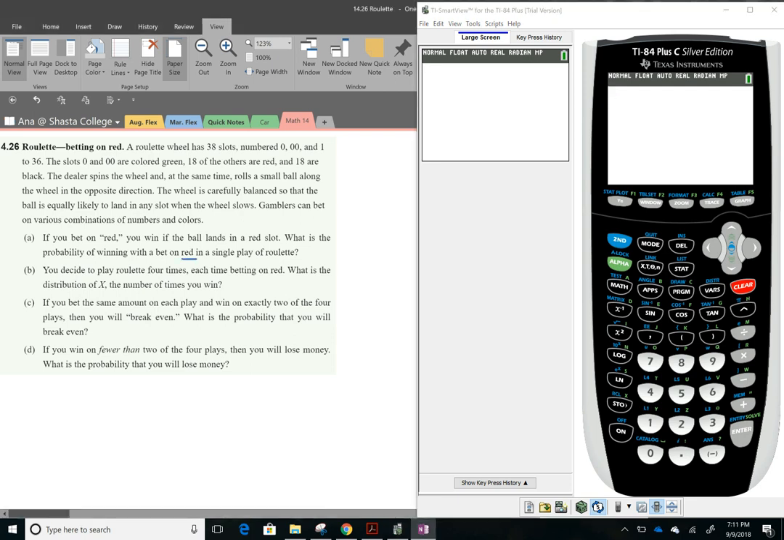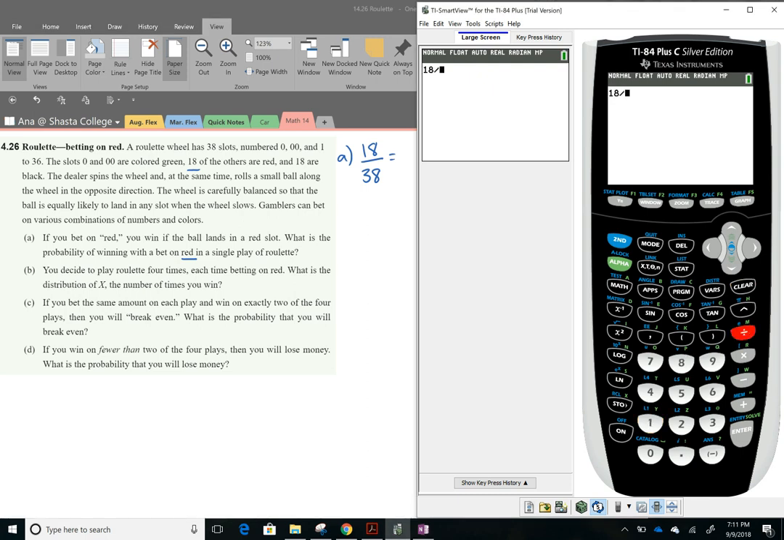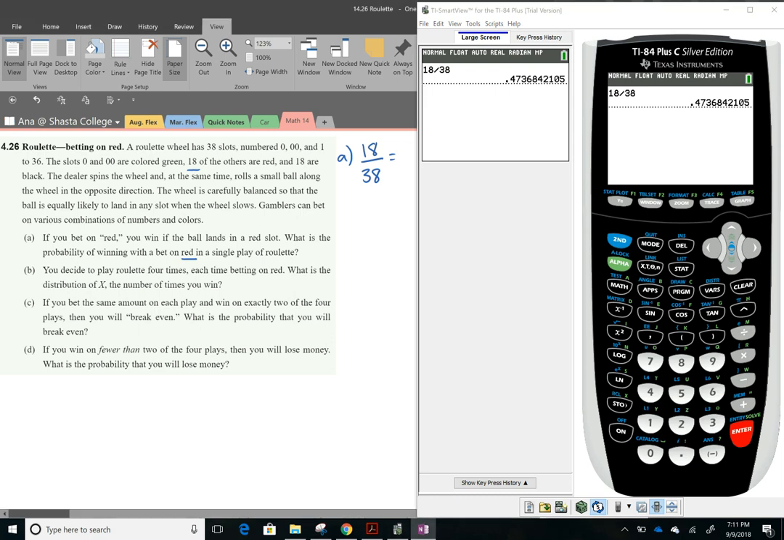So probability of winning with red is number of ways that you can get red versus the number of outcomes. So we have 18 red out of 38 slots total. 18 divided by 38 is equal to 0.4737.